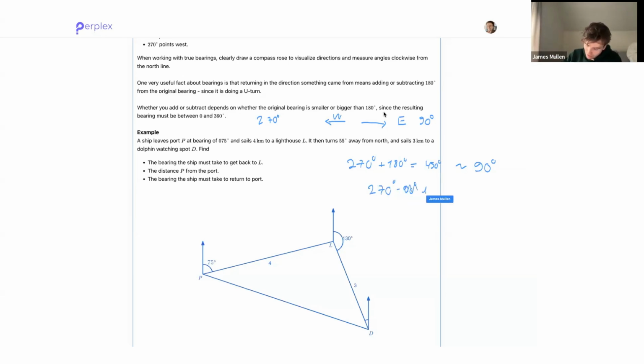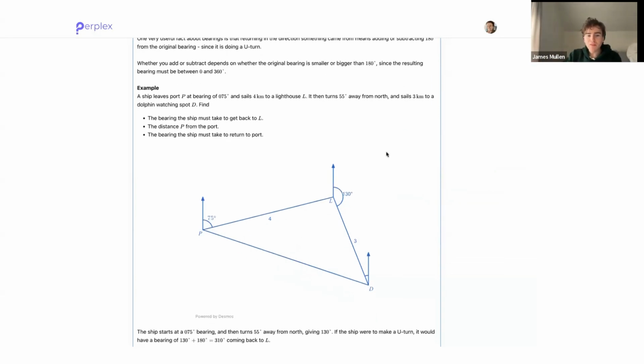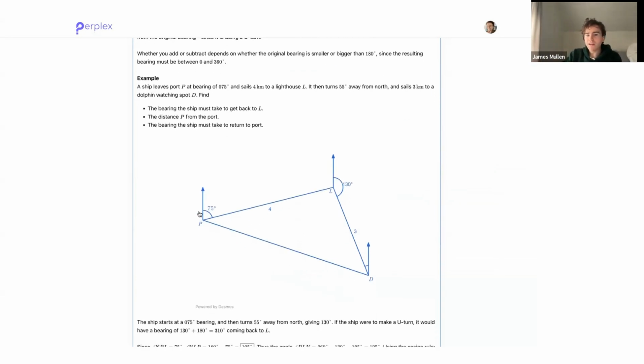Subtracting 180, and that's going to give me 90 degrees. Okay. So let's look at this example. I have a ship leaving the port P at a bearing of 75 degrees. It sails 4 kilometers to the lighthouse L. Then it turns 55 degrees away from north, and then sails to a dolphin watching spot D.